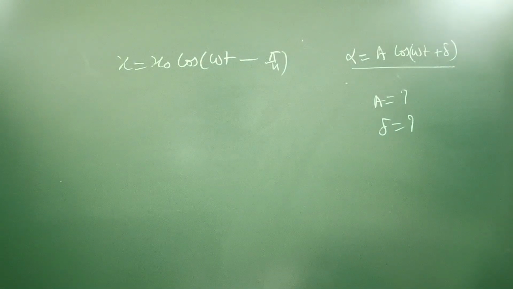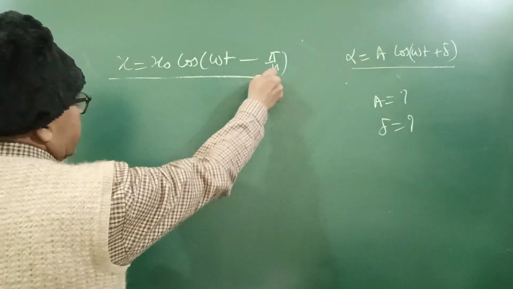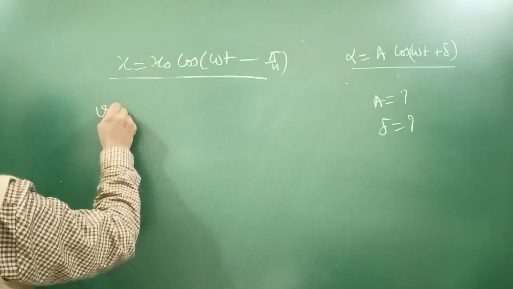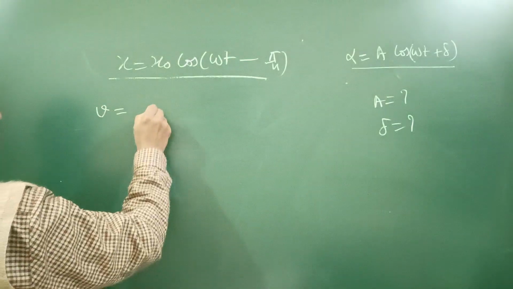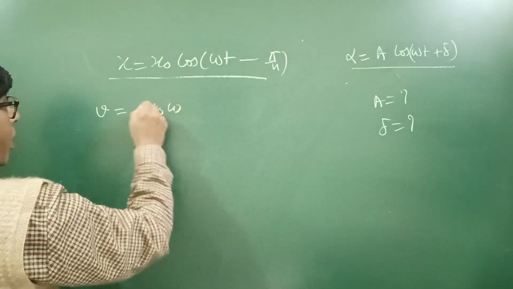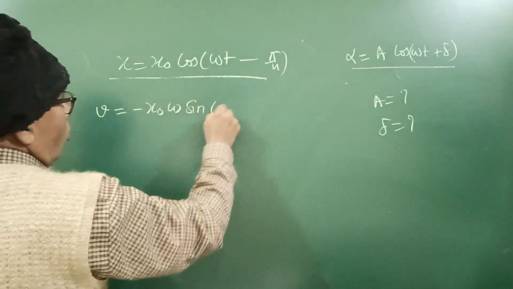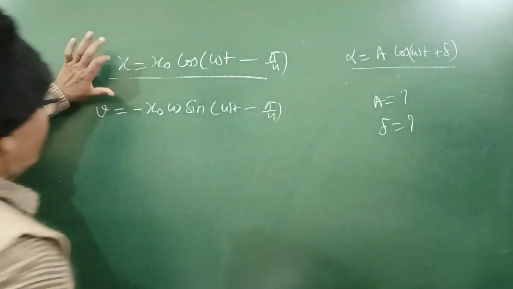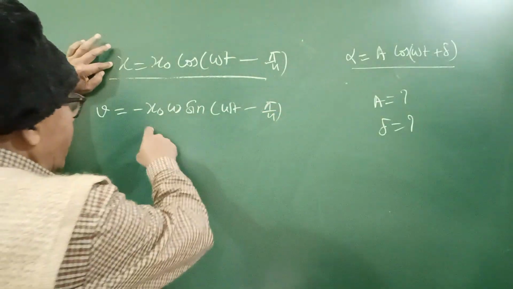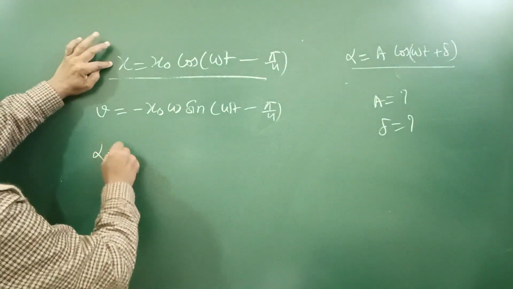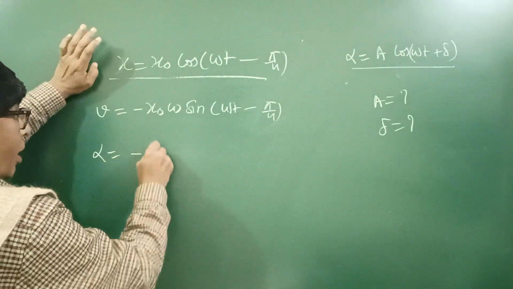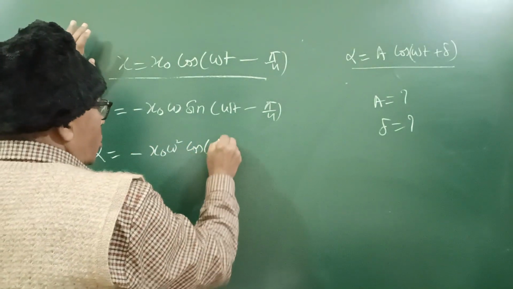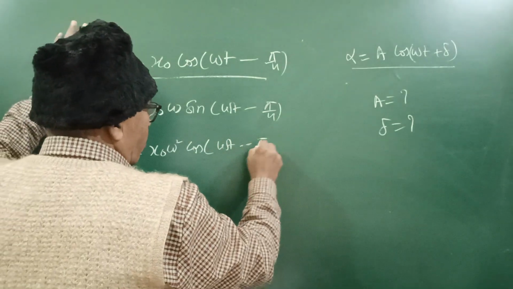What is A and what is delta? If this is x, so what is acceleration here? First find dv, dx upon dt. It is x0 omega minus sine omega t plus minus pi by 4. We have to differentiate it with respect to time t, and that comes like this. Then alpha dv over dt, again minus x0 omega square cos omega t minus pi by 4.